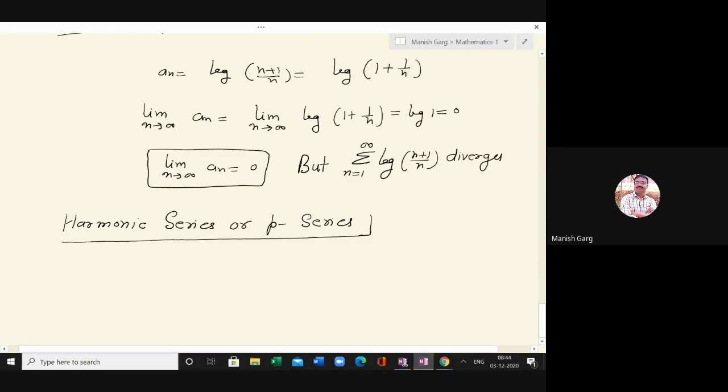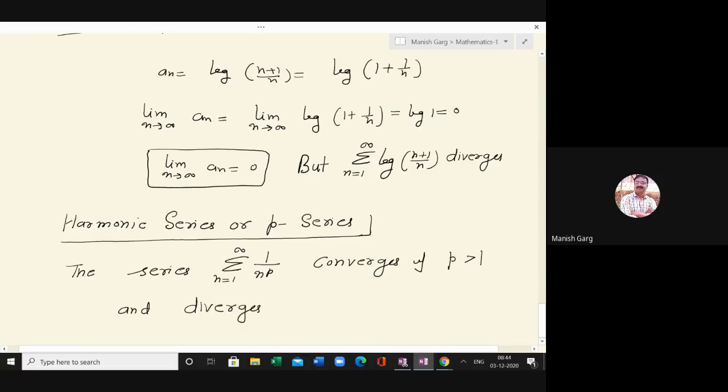It says, if you have a series like that, n is equal to 1 to infinity, 1 upon n raised to p, this converges if p is greater than 1 and diverges if p is less than or equal to 1. This is the p series test.